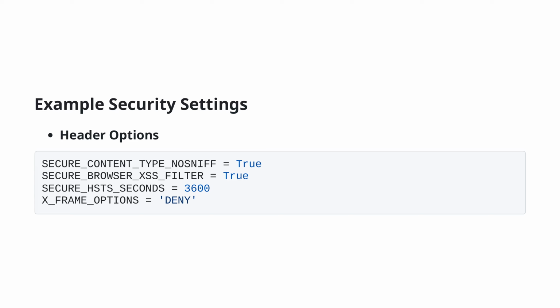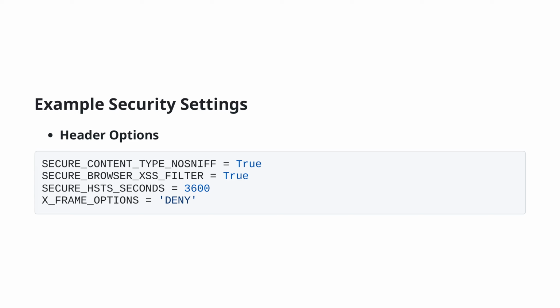In this part of our course, we're focusing on example security settings for your Django application. Let's take a look at some important header options you should consider configuring. First, SECURE_CONTENT_TYPE_NOSNIFF is set to True. This helps prevent the browser from trying to guess the MIME type and potentially opening your website up to certain types of attacks, like executing malicious scripts.